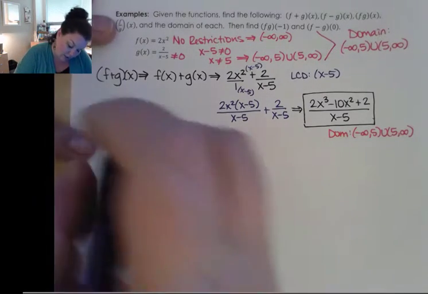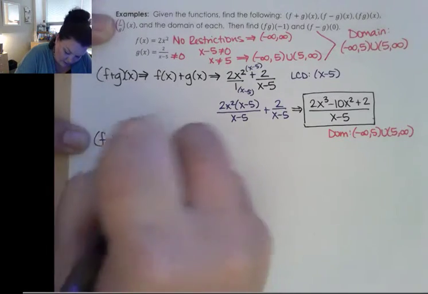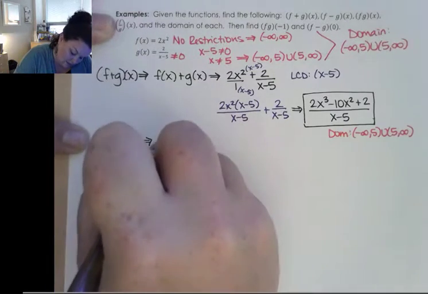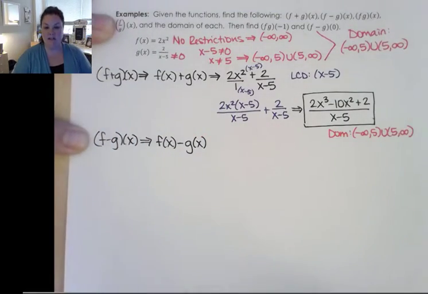So let's look at our subtraction function. Our subtraction function is f minus g of x. And this means we're doing f of x function minus our g of x function.